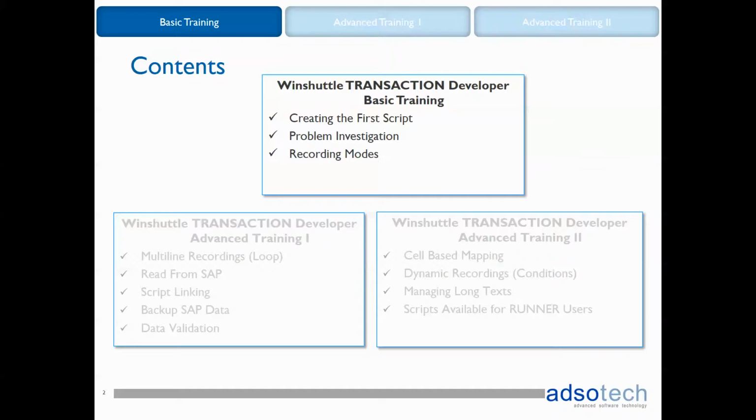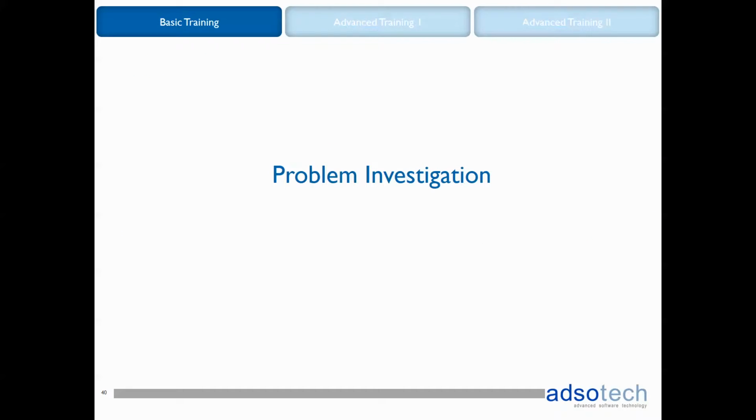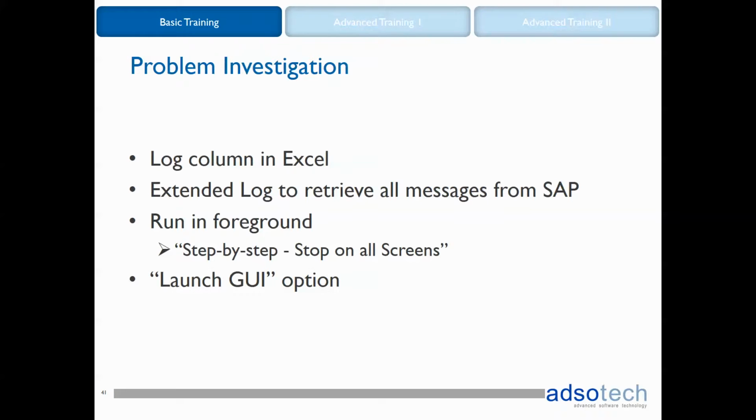This is the second portion of that package, and here we will concentrate on how to investigate problems with your scripts. Let's dive in. The first thing to check is, of course, the log column in Excel. So whenever you have run a script, you need to check the logs in Excel. If you see an error message there, you know that you have a problem, and then you need to investigate further. Sometimes the log message itself is very self-explanatory and you can simply fix the problem. It's usually with your data, and then you can rerun the script.